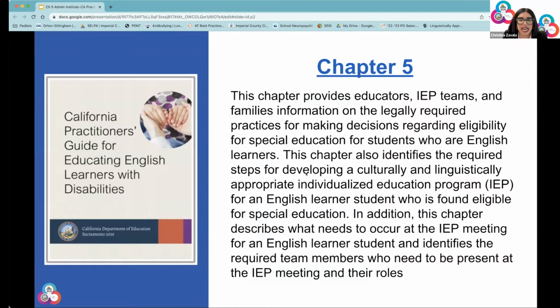Okay, moving forward. As I shared, the components of Chapter 5 focus on the unique needs of IEPs that are developed for English learners, what is required in those IEPs, and identifying what linguistically appropriate goals or objectives are identified in the IEP, what is required, and what IEP team members need to be part of that IEP team for students acquiring English as a second language.